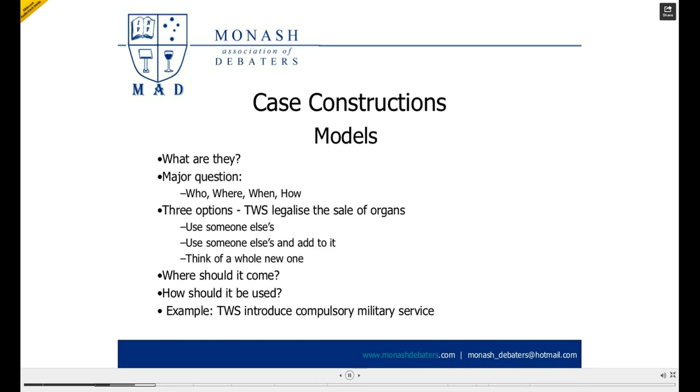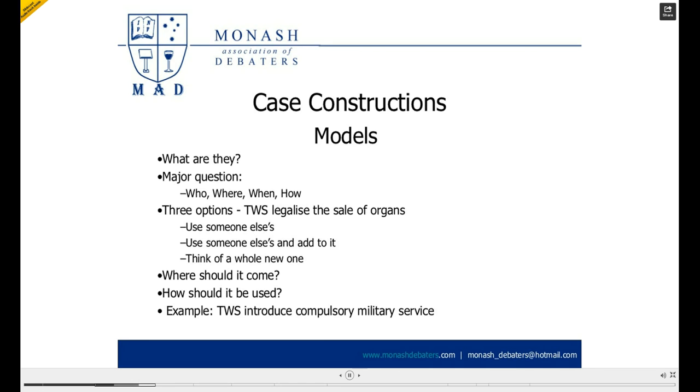So let's talk about the major questions you need to ask yourself. You need to be able to say, who does this involve? Who is going to be doing this? Secondly, you need to be able to say where this is going to be happening. So is this in Australia? Is this in Western liberal democracies? Are you intervening in Africa? What's happening? When? Some kind of idea of an approximate time frame.